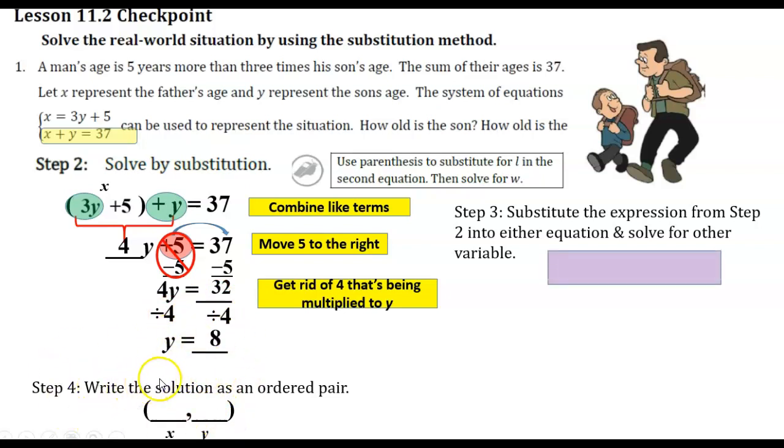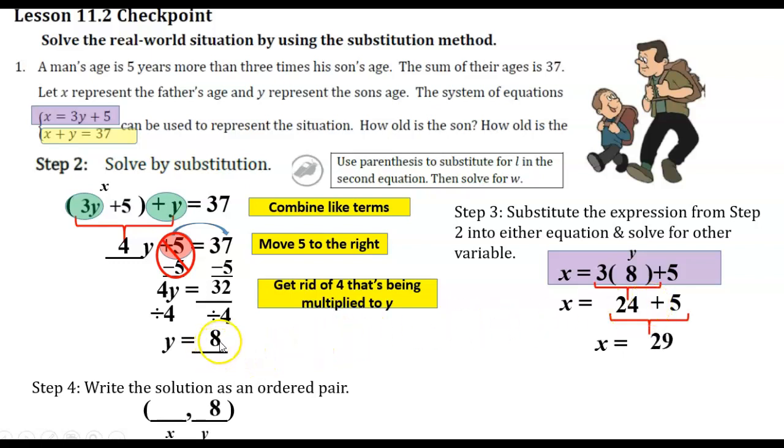So now that we know one of the ages, which I'm guessing is the son, because that's a pretty low number, we're going to take our other equation. Now you could use either one, just so you know. You could have used X plus Y equals 37, or you could use the top one, whichever you choose. I chose the first equation, but either one you use, you'll get the same answer. So X equals 3, parentheses for Y, plus 5. So instead of Y, I'm going to put in 8. Go ahead and take a moment and work this out. What's 3 times 8? 24, and 24 plus 5 would be what? 29. So that means the boy's age is about 8, and the father's age is about 29.